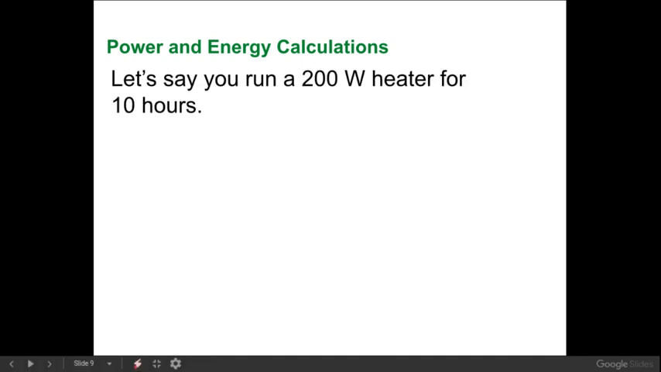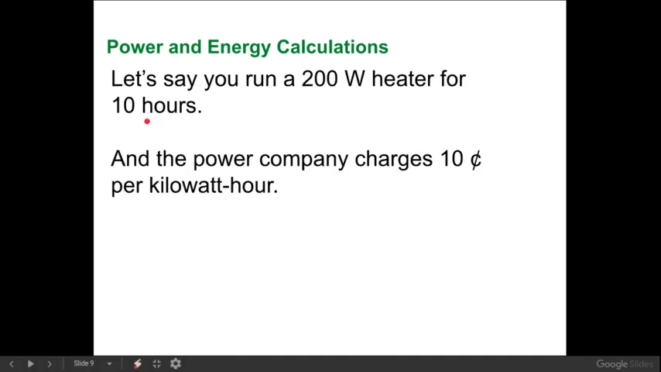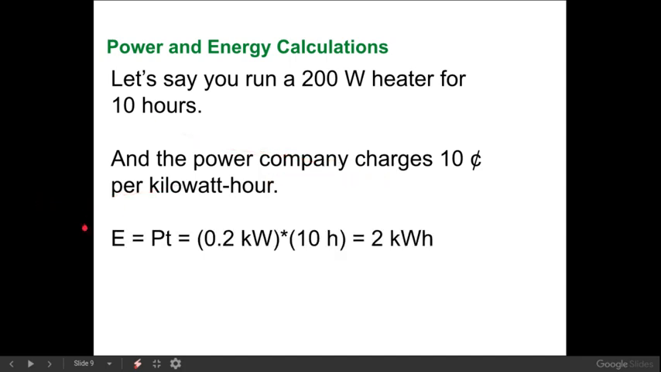So let's say you have a 200 watt heater. It's running for 10 hours. The power company charges you 10 cents per kilowatt hour. Let's use our power equation in this form. So power times time. 200 watts converted into kilowatts is 0.2 kilowatts. To get that, you divide by 1,000. So take your watts, divide by 1,000 to get into kilowatts. Our time is 10 hours. So 0.2 times 10 is 2 kilowatt hours. That's how much energy you used.